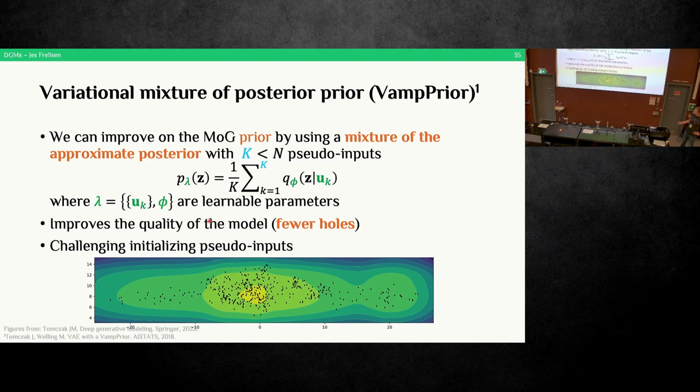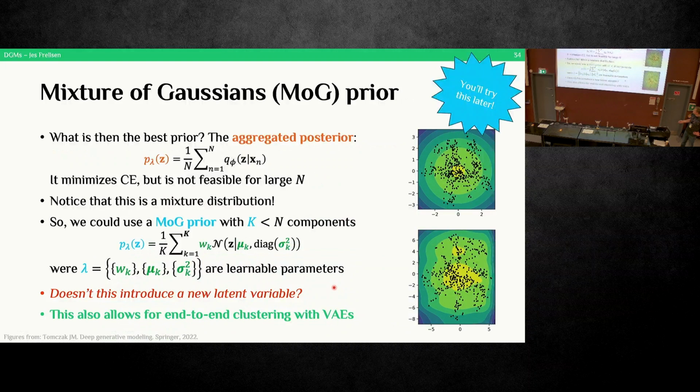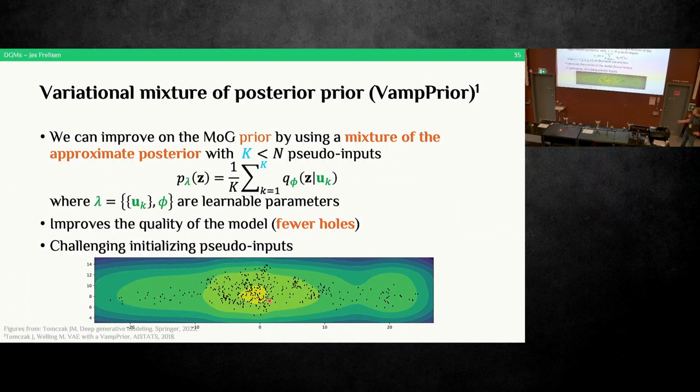You get fewer holes. And this is an example, again, of the same data set as before, where we learn this VAMP prior, as it's called, and you see here again you get a much better fit between the aggregate posterior and this VAMP prior. One of the challenges here is initializing these pseudo inputs. So you need to initialize them at some data points. It's the same challenge as when we initialize a mixture model. So you need to make sure that you have the pseudo inputs distributed far away from each other.